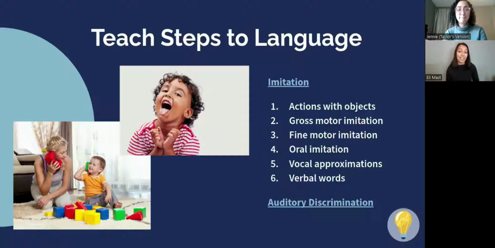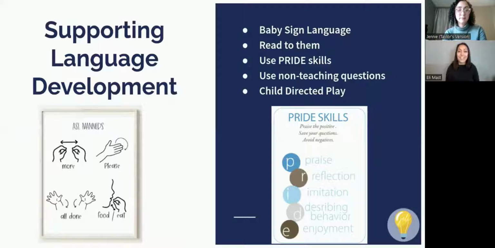It is an ABA strategy, an applied behavior analysis therapy technique, and it is highly effective with children 0 to 5 years old. So let's talk about how to support language development. You can do this in a ton of different ways. Baby sign language is a great way to introduce children into language and being able to let them communicate their needs.